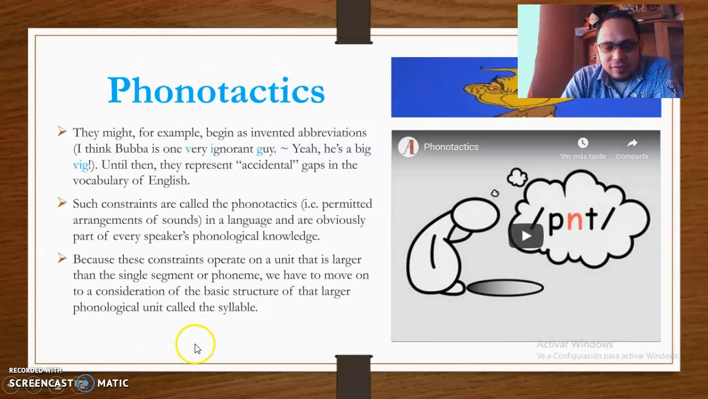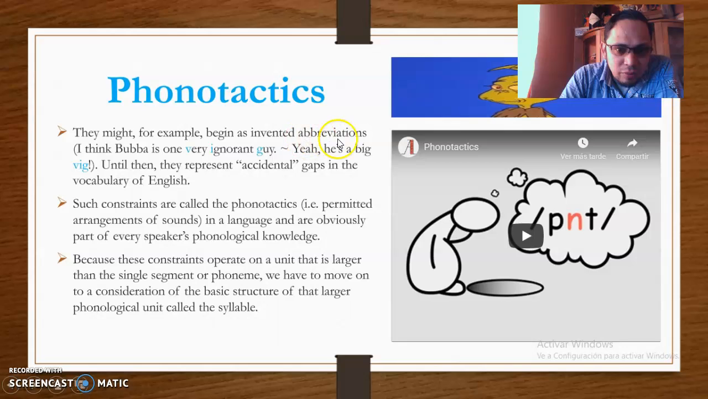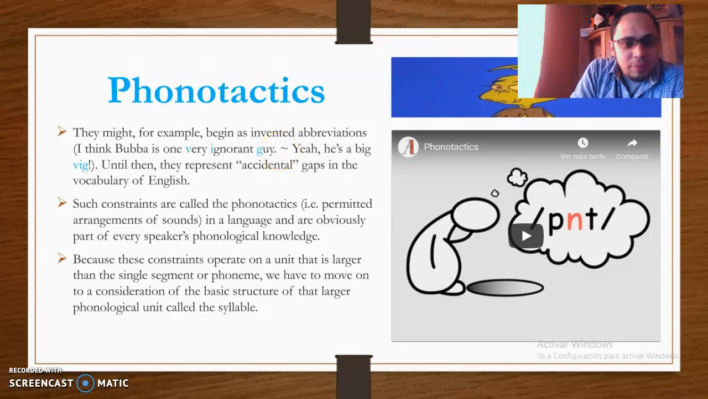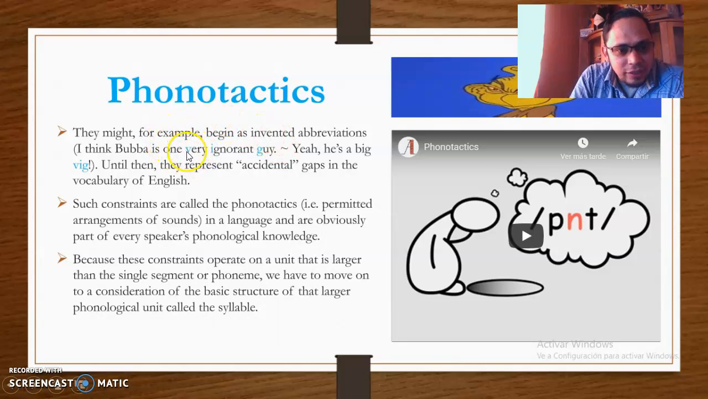We have phonetics. They may, for example, be in an invented abbreviation. I think Buba is one very ignorant guy. Oh my goodness. So clear. As you can pay attention around here, we have in a different color the initial letter for every word here. So very is V, I for ignorant, and G for guy. Alright? So there is a person confirming that Buba, whoever is Buba, right? I think Buba is one very ignorant guy.